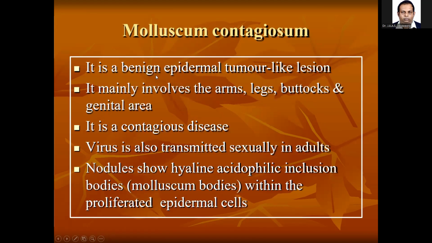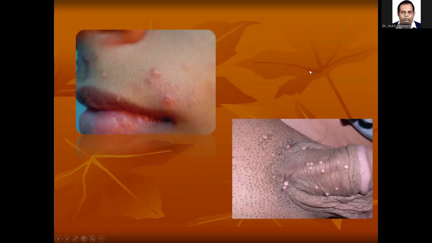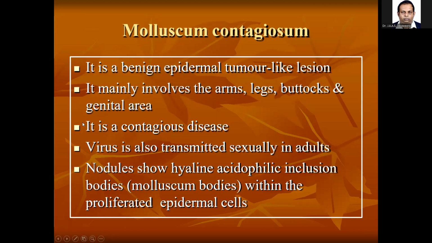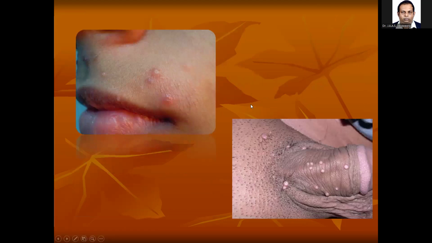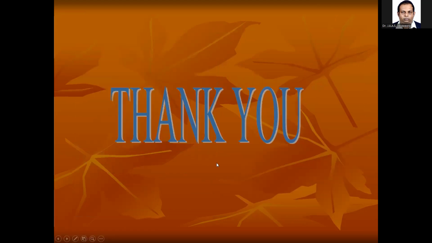Molluscum contagiosum is a benign epidermal tumor lesion associated with sexual transmission. It is a contagious disease, meaning it's highly infectious. It mainly involves the arms, legs, buttocks and genitals. Nodules show eosinophilic inclusion bodies. Finally, about smallpox, only a single strain is available, it is easy to detect, and a vaccine is available. So we were able to achieve eradication.